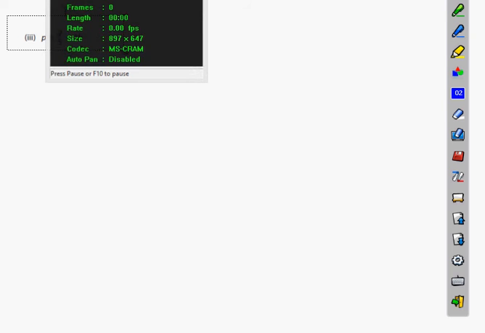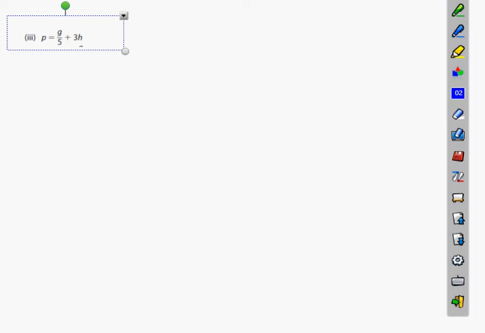Starting off with question 5, guys. What we're trying to do is get G on its own. Is that correct? G on its own. So what they want us to do here is, we've got P equals G over 5 plus 3H. Our problem comes in the form of the denominator. How do we solve the fraction problem?